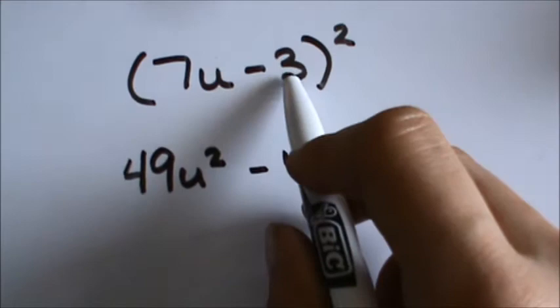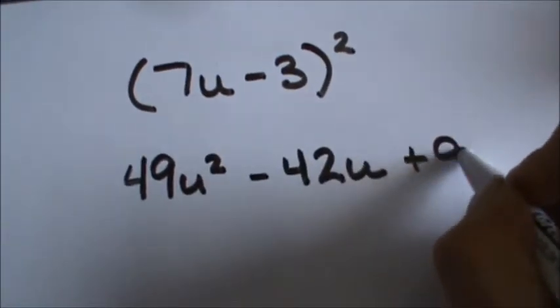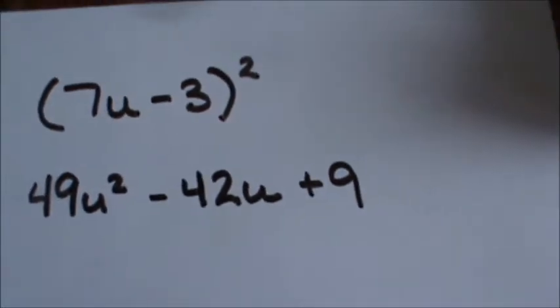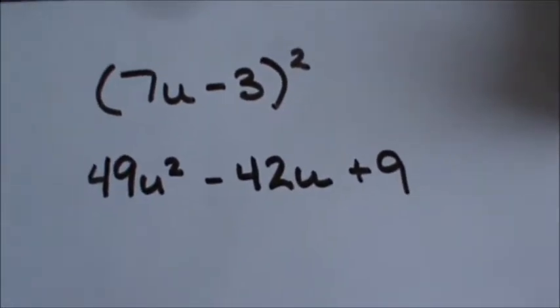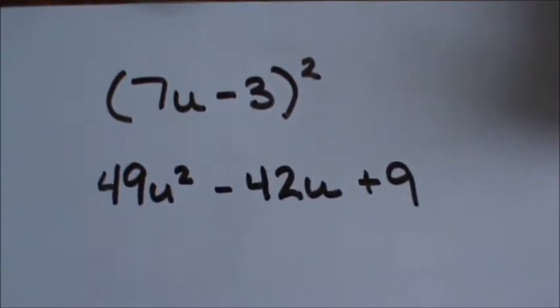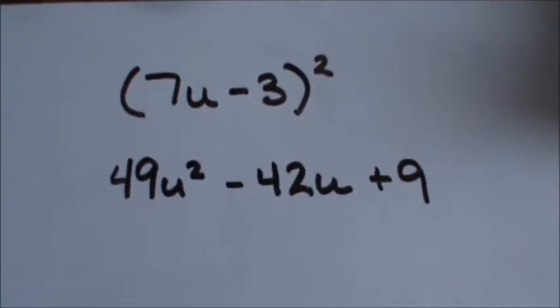The last term is going to be this one squared. Negative 3 times negative 3 is positive 9. Now if you don't like this mental way of doing it, go back and watch the last example. You can write it out and use the FOIL approach as well.